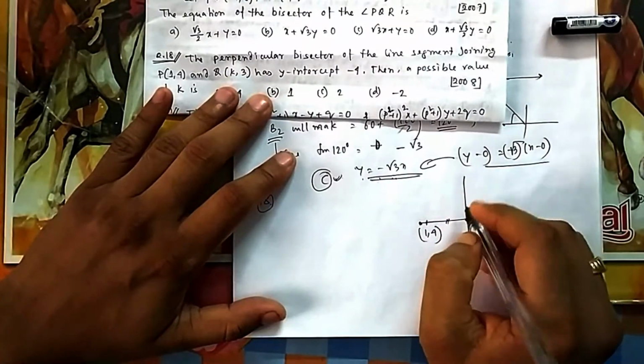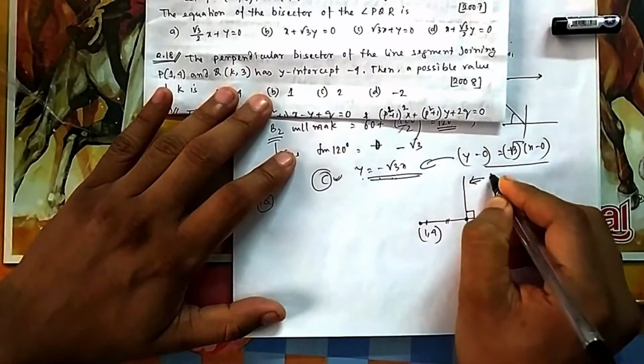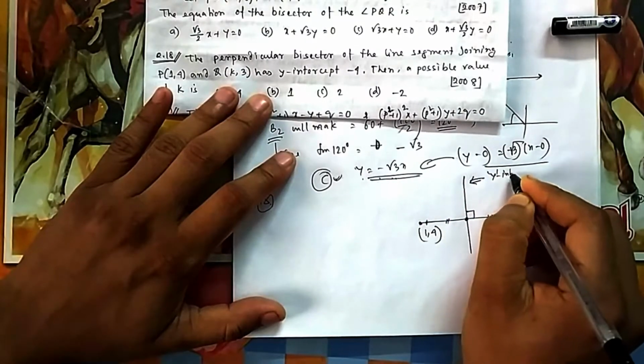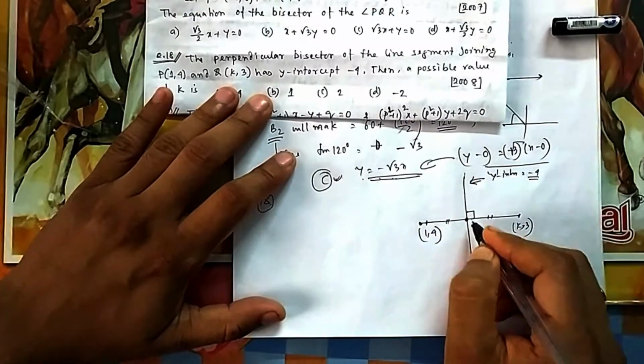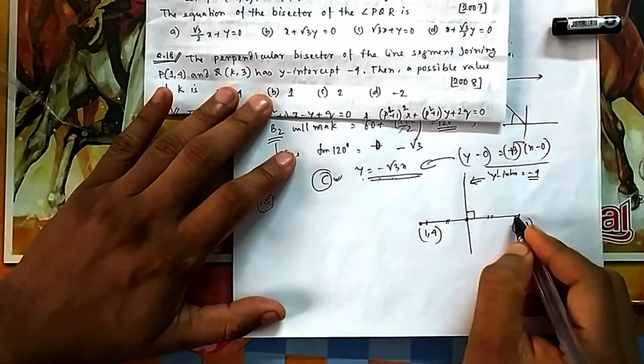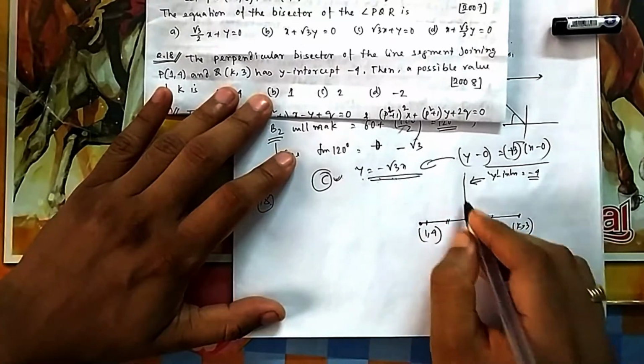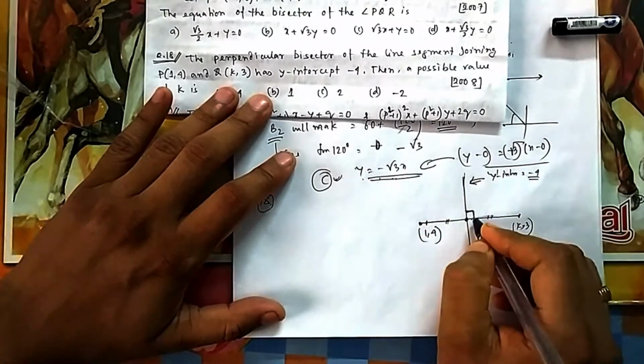Line segment joining this has a y-intercept. So this line has a y-intercept, given as minus 4. So can you find the equation of this line? Yes, we can find it because we know the slope of this line. From this line you can find the slope of this line because these are perpendicular.